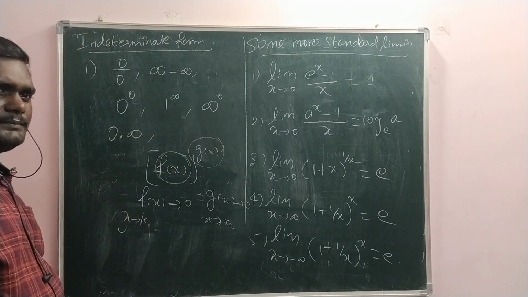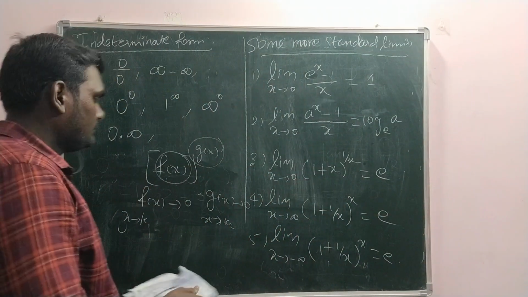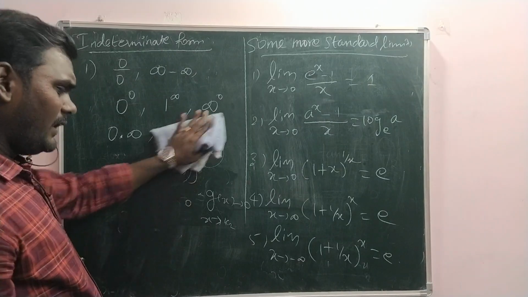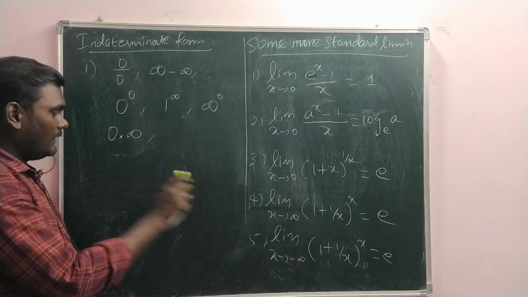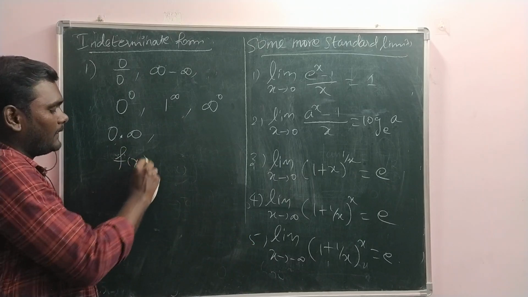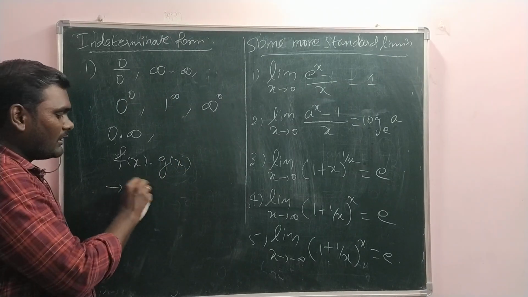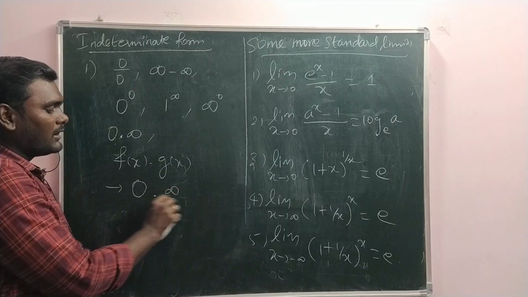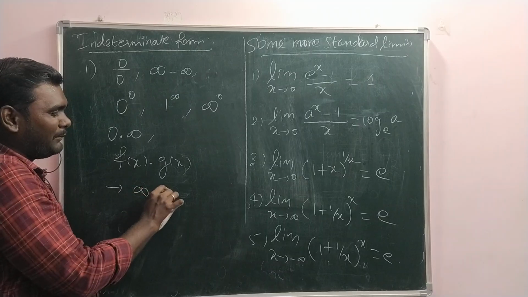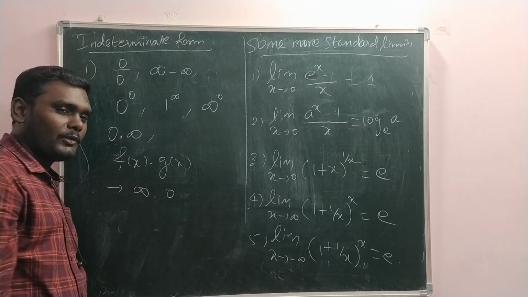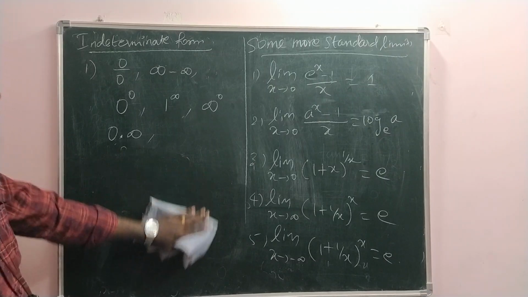But 0 into infinity? Why is 0 into infinity indeterminate? Definitely that should be 0, right? 0 into any number should be 0. But in such a case, f of x into g of x, one may become 0 before itself, and the other may be approaching infinity later. When it will approach that, we don't know. So that is also an indeterminate form.